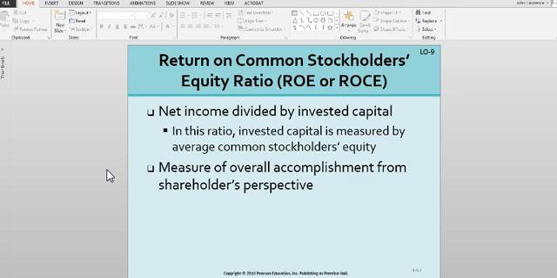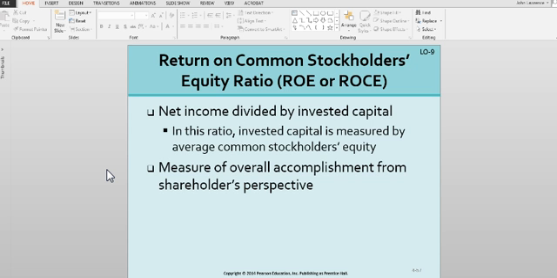Your return on common stockholders' equity ratio is, of course, your net income of the organization divided by the invested capital. If you have sold $100,000 worth of stock, and for a period you had recorded $200,000 of net income, that would be, in this case, $200,000 of net income divided by your $100,000 of invested capital, and that would give you a return on common stockholders' equity ratio of 2 to 1.